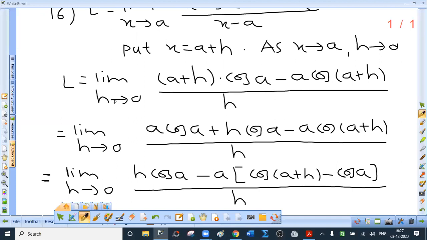So L equals limit h tends to 0, (a plus h) cos a minus a cos (a plus h), so this is a cos a plus h cos a. I hope you won't say a cos a minus a cos h. Now next step, you have to use common sense. h cos a is written first. Don't cancel h in this step. You have to first split the numerator and then only you can cancel that. I have taken minus a common from the first and third terms to get in bracket cos (a plus h) minus cos a. Now split the numerator, then cancel h for the first limit.